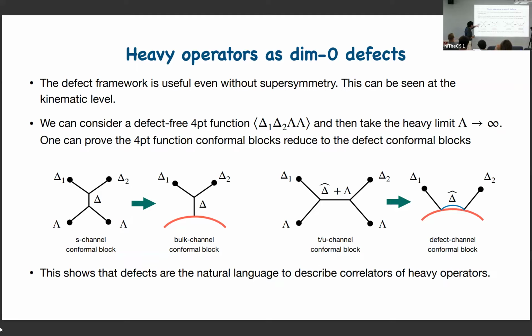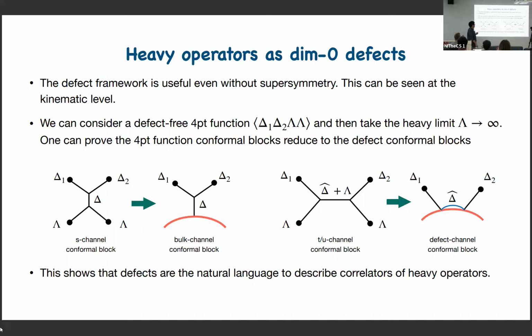If you look at the S-channel conformal blocks, that's the light-heavy channel, you find that after taking lambda to be large, this conformal block of the 4-point function just reduces to the bulk channel conformal block where the exchanged operator is in the bulk.